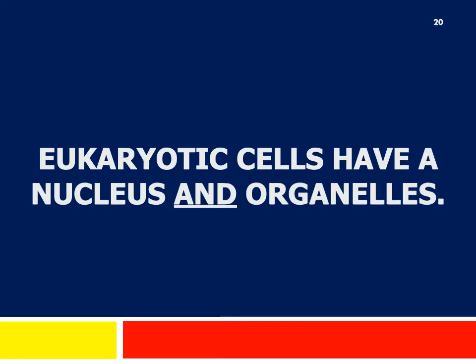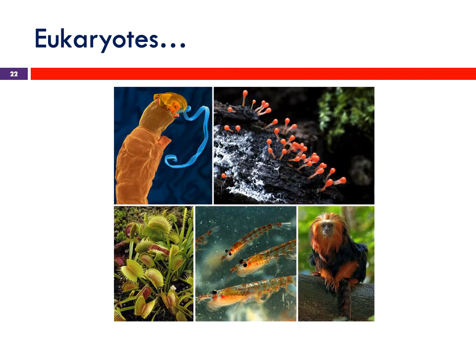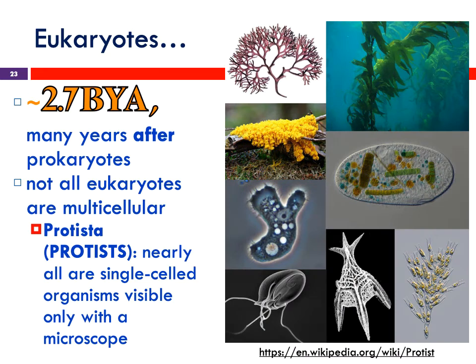Another picture. Eukaryotic cells have a nucleus, and they have things called organelles. More about those later. The word eukaryote comes from the Greek for true nucleus, karyo being nucleus, and eu for true. There's a picture of a few eukaryotes. They evolved about 2.7 billion years ago, which is 1.1 billion years after the bacteria were first identified.